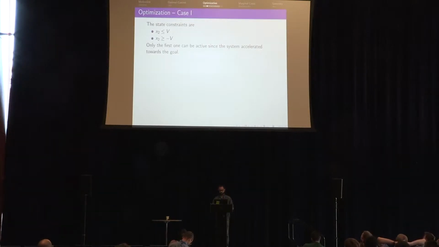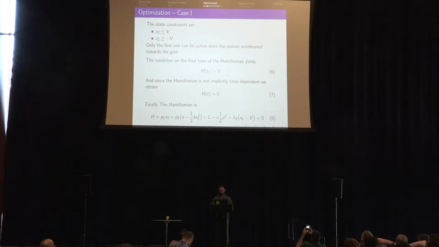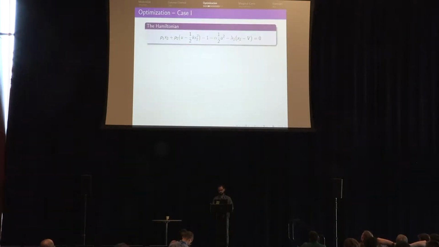So now we're actually diving into the optimization. We can see that only the upper constraint on the velocity is going to be active, because we're not moving backwards. There's no sense in that. The Hamiltonian is going to be constant because of the transversality condition, and because the Hamiltonian is not time dependent. We're not going into too much detail in that. This is the Hamiltonian of the problem, and the co-state equations are these equations.